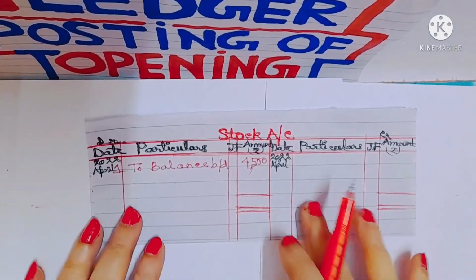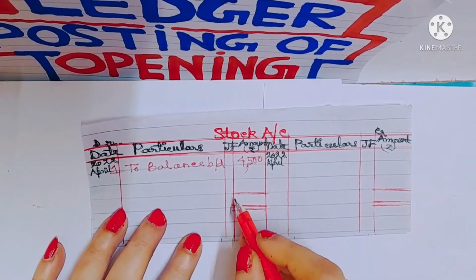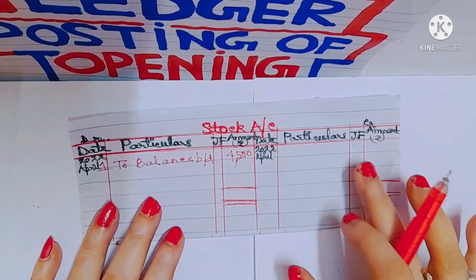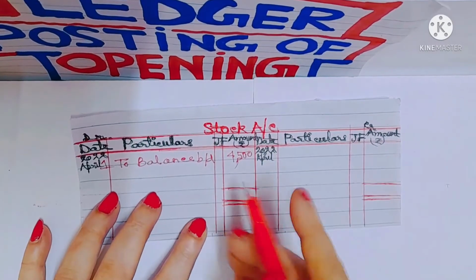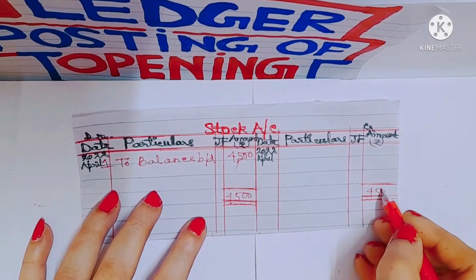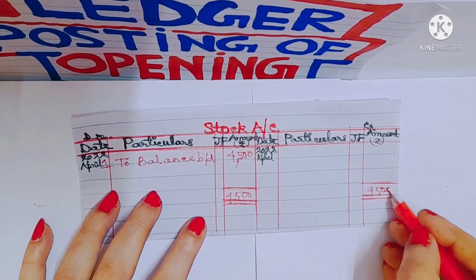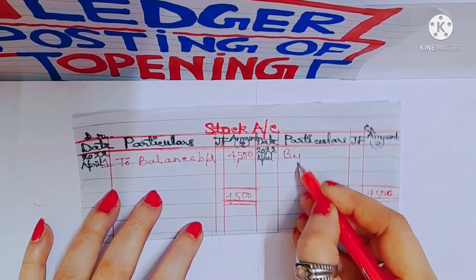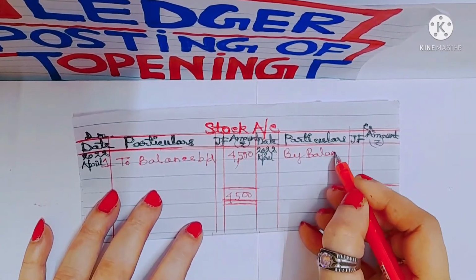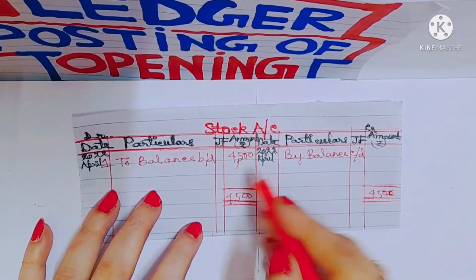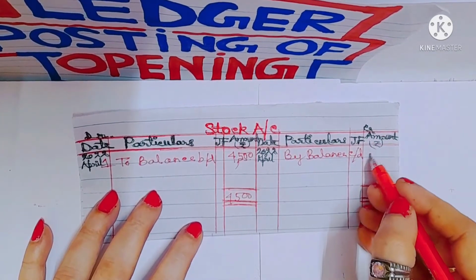Next account is stock account. See, the debit side total is greater than the credit side total, since nothing has been written here, 0. So we'll write 4,500 on both sides. So where is the shortfall? Obviously on the credit side. So we'll write by balance CD. By balance CD, how much? 4,500 minus 0 will give you 4,500.